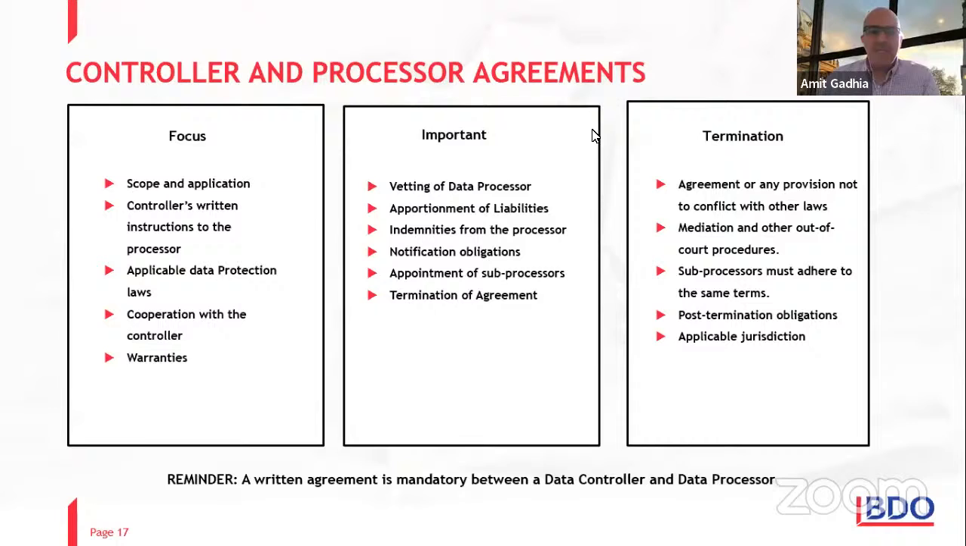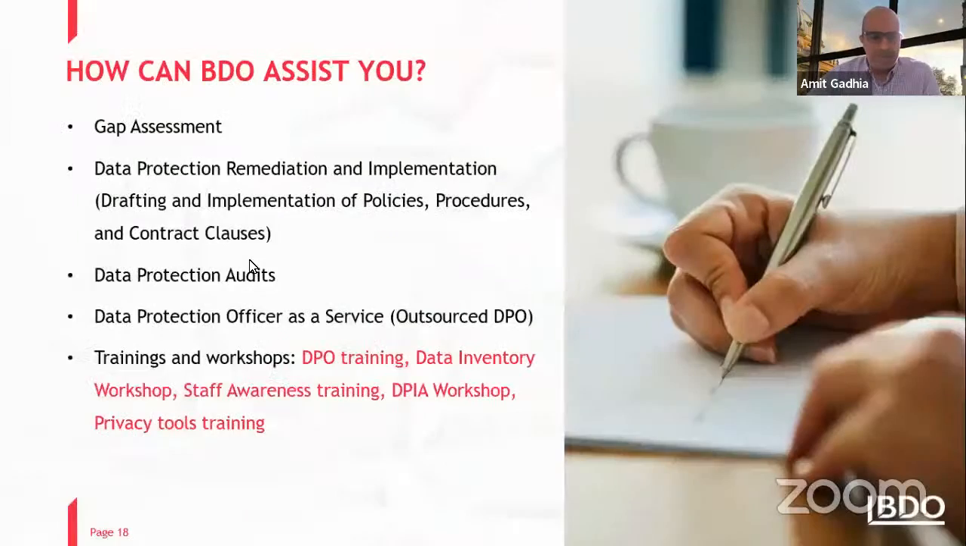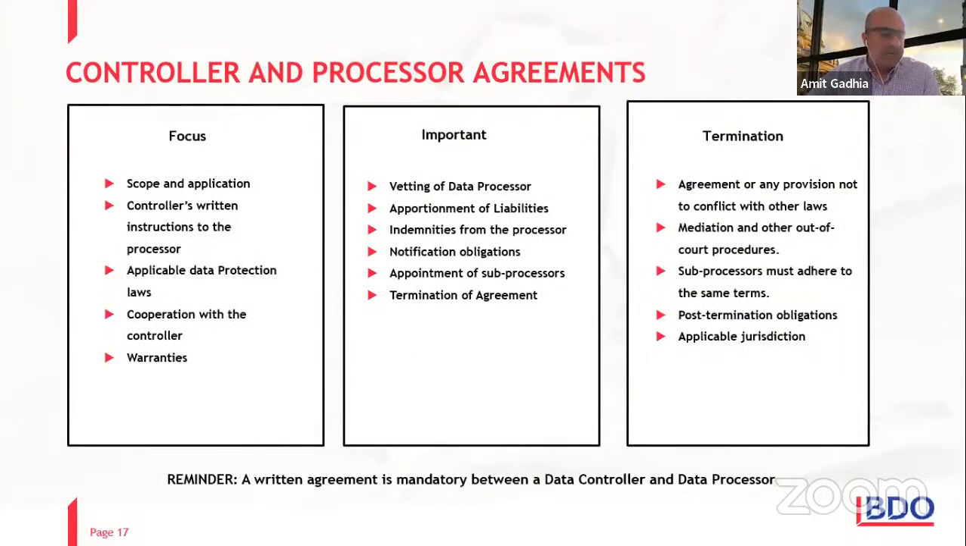Apportionment of liabilities. This is specifically important in the event of a breach, right? So, for example, if the processor took all the precautions and there's a breach on the part of the controller, obviously they cannot hold the controller liable. If there was a breach on the side of the processor, vice versa applies, right? So you got to have those apportionment of liabilities in place.